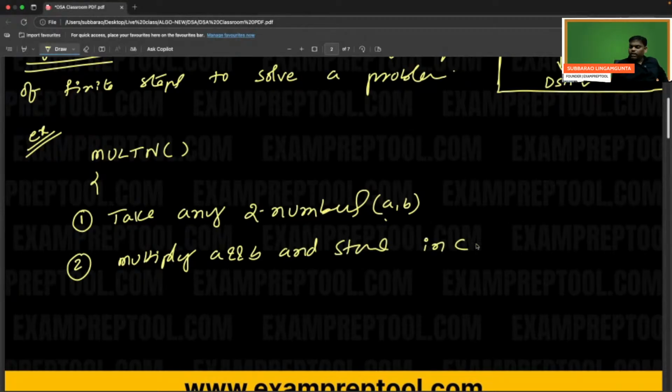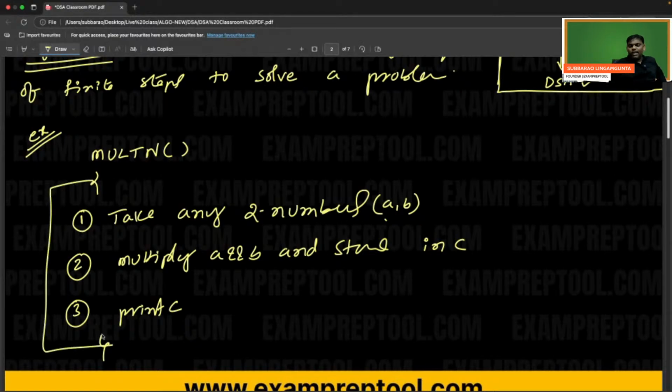First step is take any 2 numbers. Let us assume that I took A and B. Second step is multiply A and B, store in C. Third step, you can return C or you can print C. Whatever you want, you can do it. If you want, you can return. If you want, you can print. In C language, printf. In Python, print. In C++, printf and also cout. Different languages, different way of writing the same functionality.